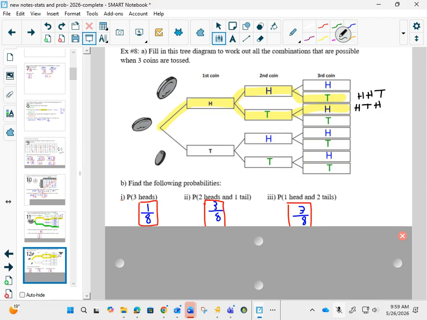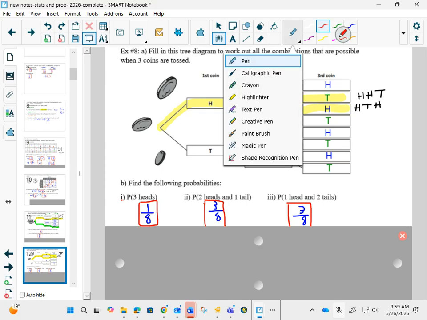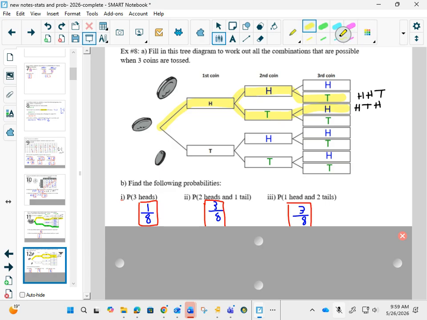How's the possibility 3 of 8? Well, I've got 2. There must be another one somewhere. Can you see it? Take out my highlighter. Tail, head, head. There it is. Those are the 3 branches that have 2 heads and 1 tail. So your chances are 3 out of 8 of getting 2 heads and 1 tail.